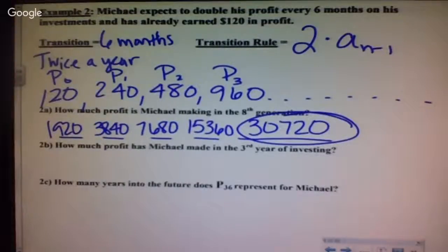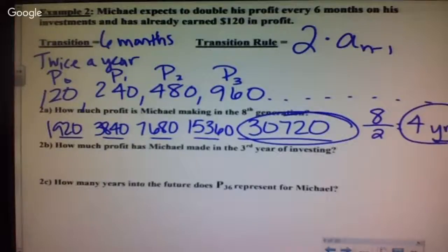That's kind of a long wait. How many years is that? 4 years. If we've gone 8 generations, that means we've gone 8 groups of 6 months. 8 divided by 2 times a year gives me 4 years. So 4 years in the future, he's made a profit of $30,720. I guess that really isn't that much. But if you keep going, that's going to double real fast.